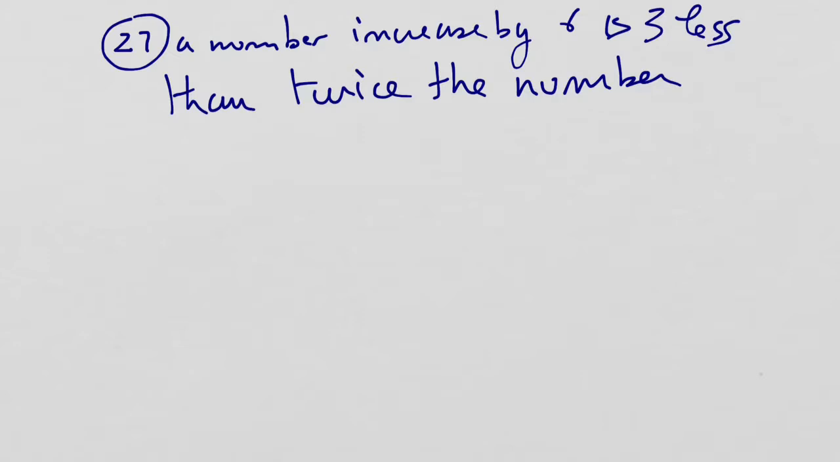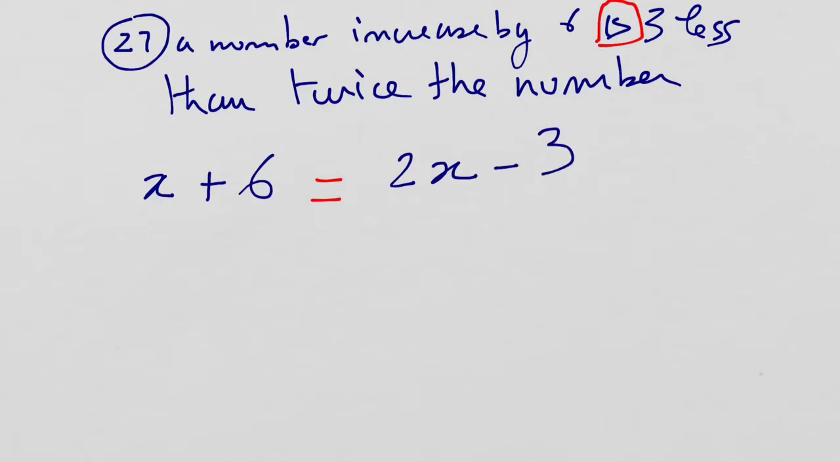Well, a number increased by 6, I'm going to translate that into x plus 6. Then "is" is going to be translated by equal. And then I continue: 3 less than twice the number, that is twice the number minus 3. And so now we have the equation x plus 6 equals 2x minus 3.